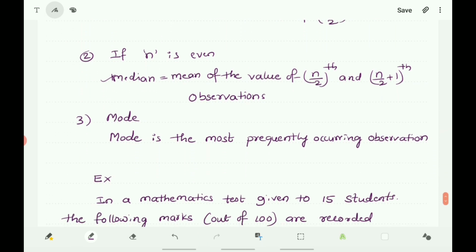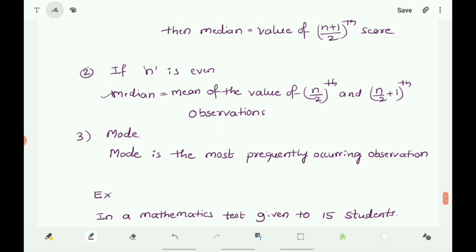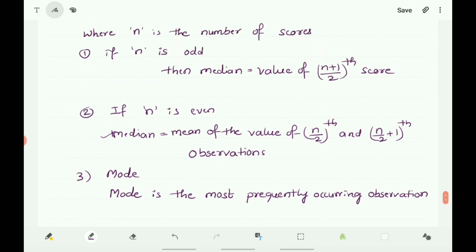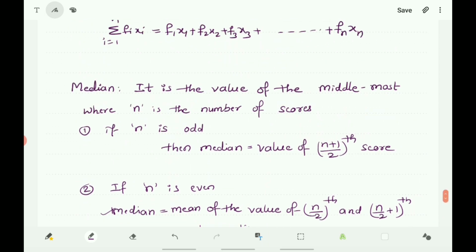Next about the mode. So what is mode? Mode is the most frequently occurring observation. That is the most repeated score or most repeated observation. So this mean, median, mode are the three measures of central tendency.